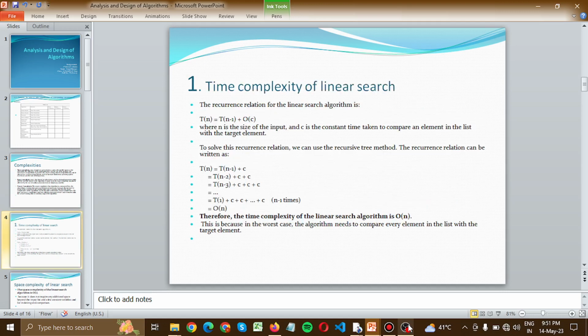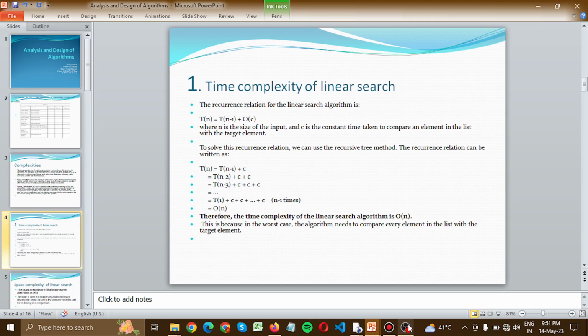Now we will find the time complexity of linear search. The recurrence relation for the linear search algorithm is T(n) = T(n-1) + O(C), where n is the size of the input and C is the constant time taken to compare an element in the list with the target element. To solve this recurrence relation, we can use the recursive tree method.